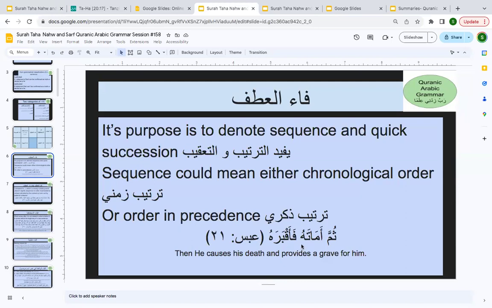If it does not give you an understanding of that, just look at the verse here. Summa amatahu fa aqbarahu. Then he causes his death and provides a grave for him. So first we die and then we go to the grave, right? First we will die, Allah will cause us to die one day, and then we will be put in the grave. So this fa tells you that first a person dies and then he is put in the grave. So how the events happen in succession, this fa is for tartib. Like what was the first thing that happened, then what happened next, and then what happened next.